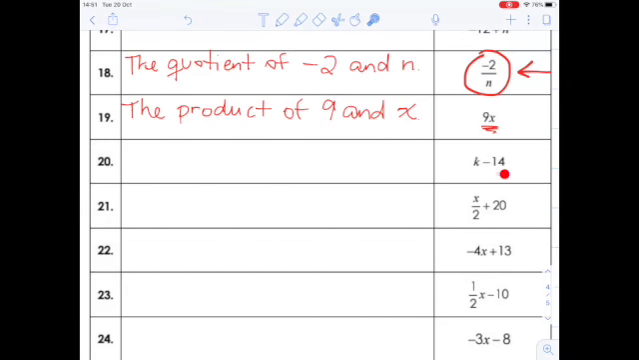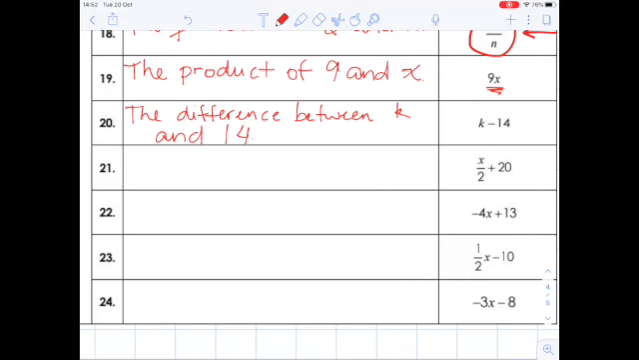Number 20, k minus 14. What is the word for subtraction? Difference. So I would write the difference between k and 14. And hopefully your handwriting looks better than mine on screen.